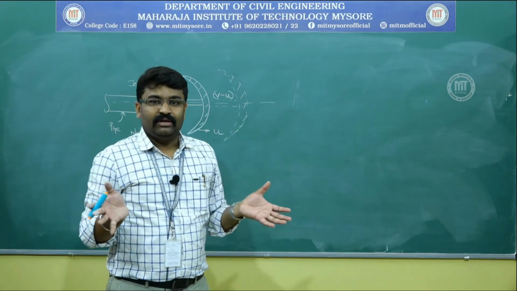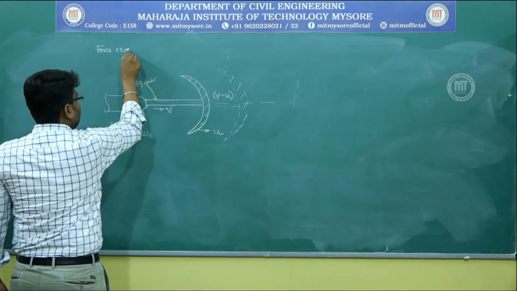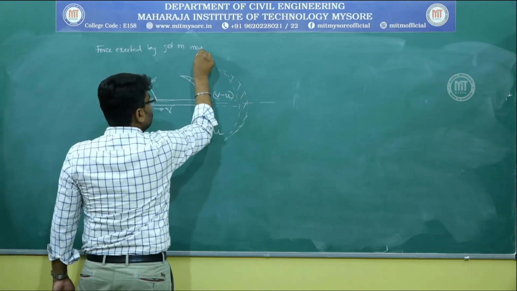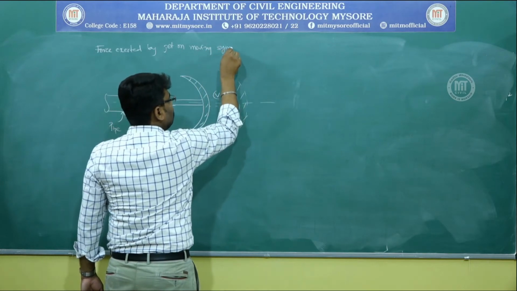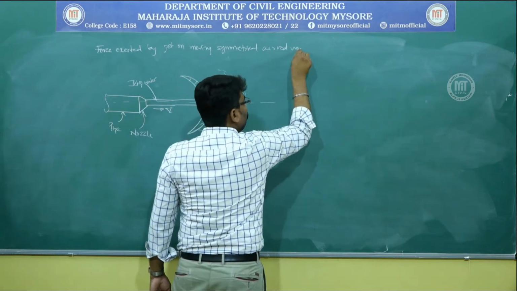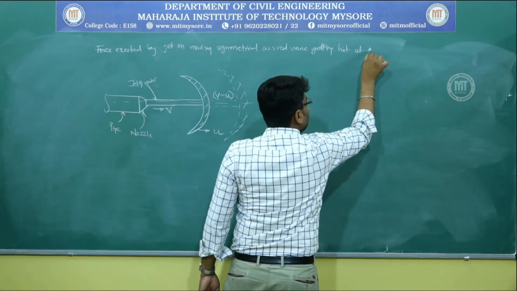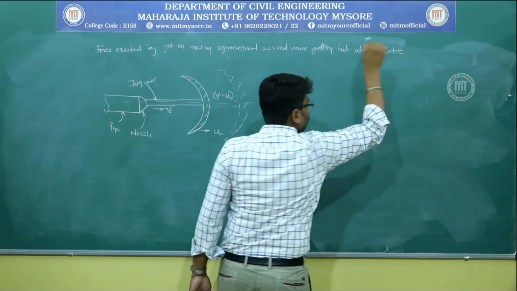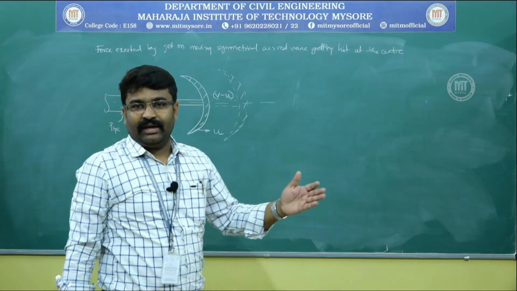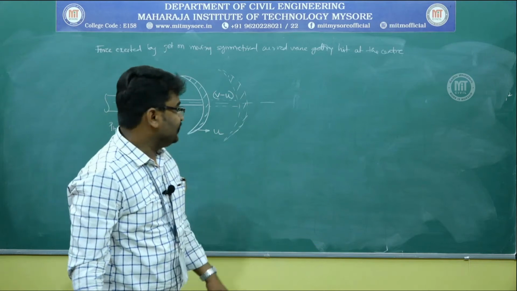The rest of the derivation remains the same. So, what is the derivation all about? It is force exerted by jet on moving symmetrical curved vane. Of course, getting hit at the center. If the moving curved vane is hit at the tip, there is a different concept that would evolve, which will be taught to you later. Now, this moving curved vane is getting hit at the center.